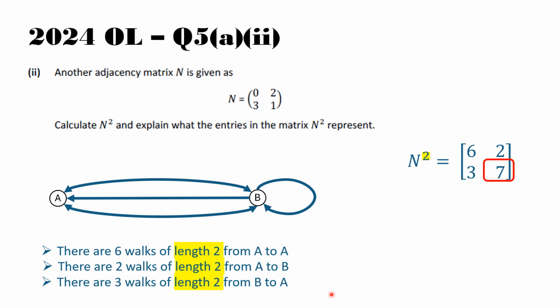And then there are 7 walks of length 2 from B to B, which I'm not going to show you all of, but it is a nice exercise to see. Can you find them all? It's nice for us to have a mathematical way of figuring out how many of them exist, and we're not relying on simply counting them.